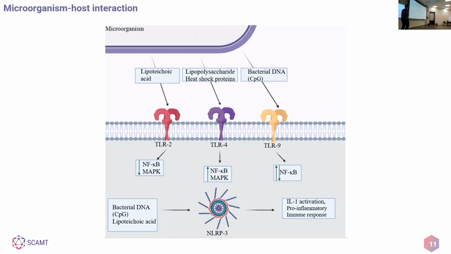That's just an interesting fact. And NLRP3 reacts to the bacterial DNA, such as TLR9, to the lipoteichoic acid as the TLR2, which is anti-inflammatory, and provides the pro-inflammatory immune response. So the meaning of this slide is just to understand that the regulation is very complicated.